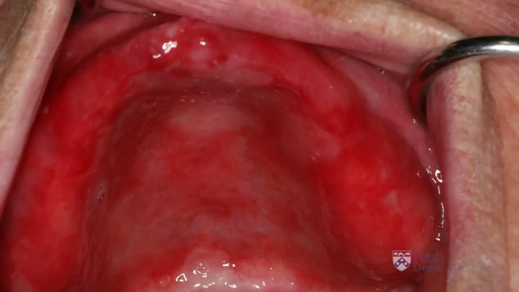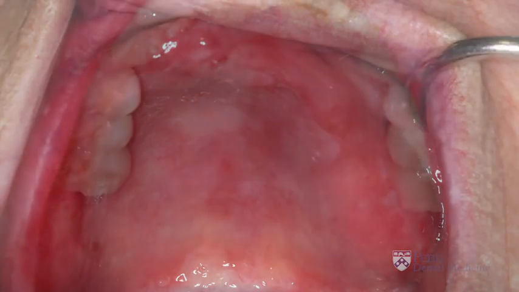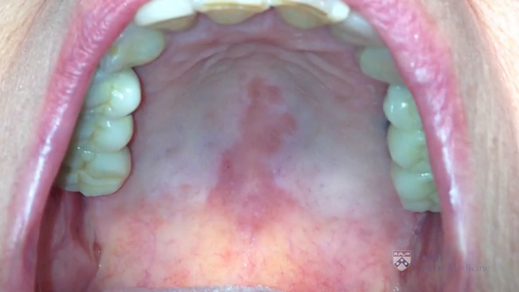More commonly, we'll see it underneath the denture, and in this case, it's very easy to see that this hard palate, which is the support structure for this denture, is erythematous or beefy red. Here's an example of where a yeast infection affected the hard and soft palate.